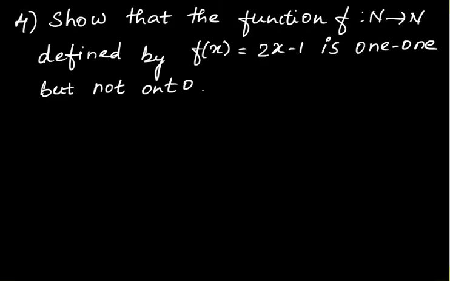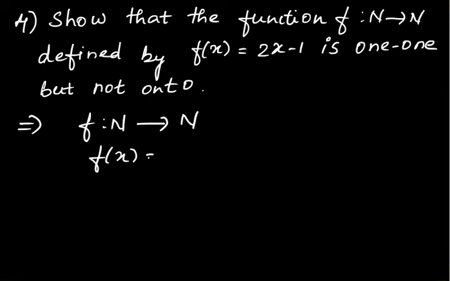Fourth question, show that the function f from N to N defined by f of x is equal to 2x minus 1 is one-one but not onto. So first write what is given. They have given f is a function from N to N and they have defined f of x to be 2x minus 1. So natural numbers start from 1. So write natural numbers equal to 1, 2, 3, 4, 5 and so on.